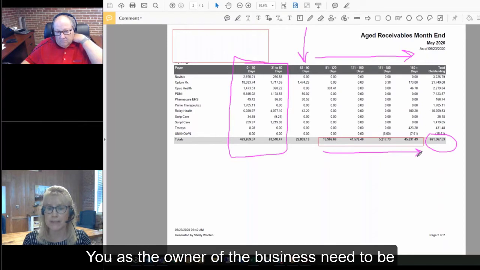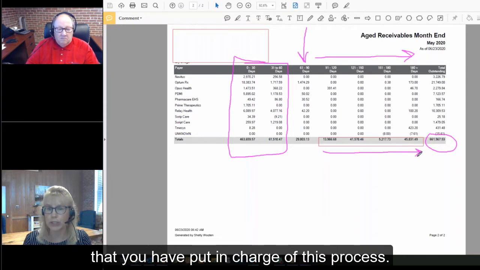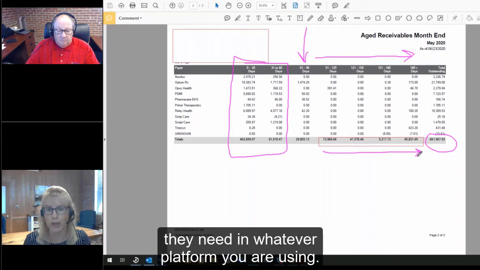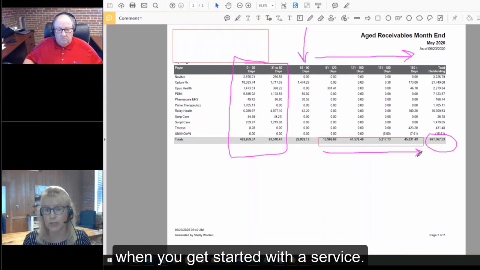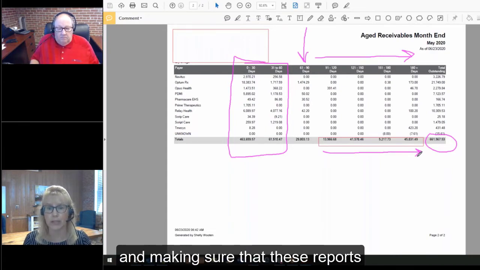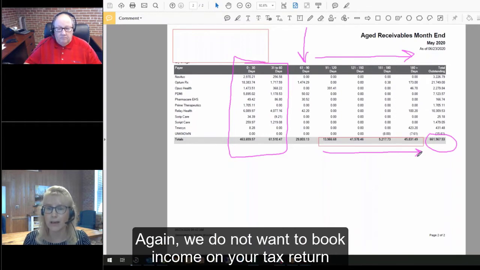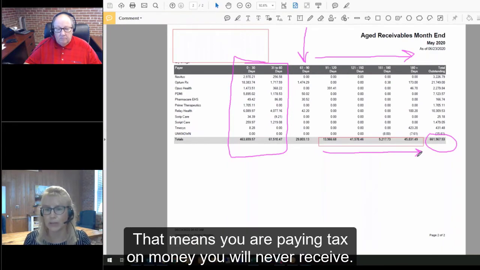You as the owner of the business need to be working with the bookkeeper or whoever in the pharmacy you've put in charge of this process. Number one, making sure they've had the training they need in whatever platform you're using. Number two, looking at this report on a periodic basis. I would suggest at least weekly when you get started with a service. That way you and your tech or your bookkeeper are developing good habits and making sure that these reports are as accurate as possible. Again, we don't want to book income on your tax return that you're not going to get. That means you're paying tax on money you'll never receive.